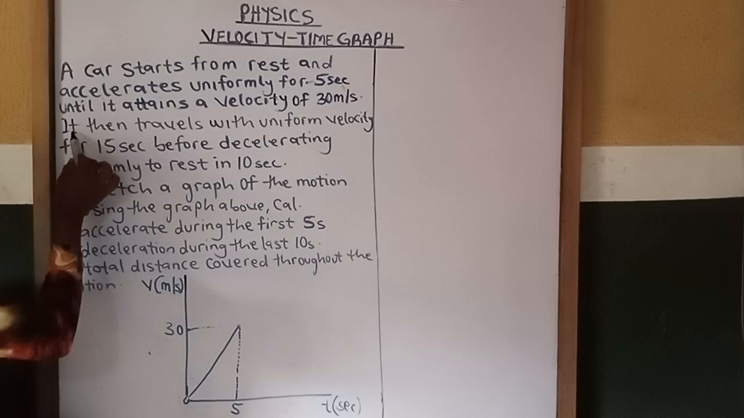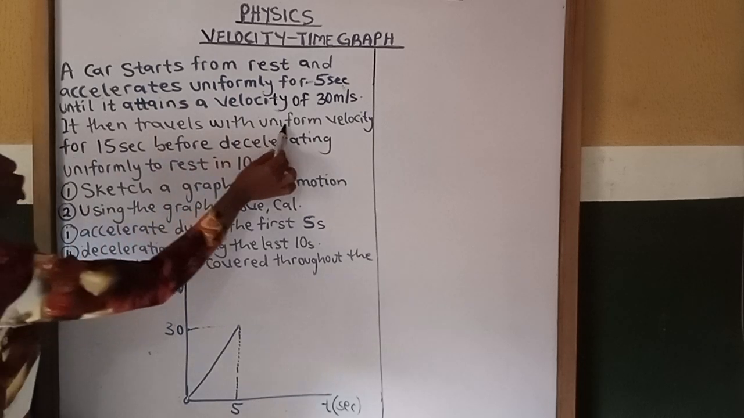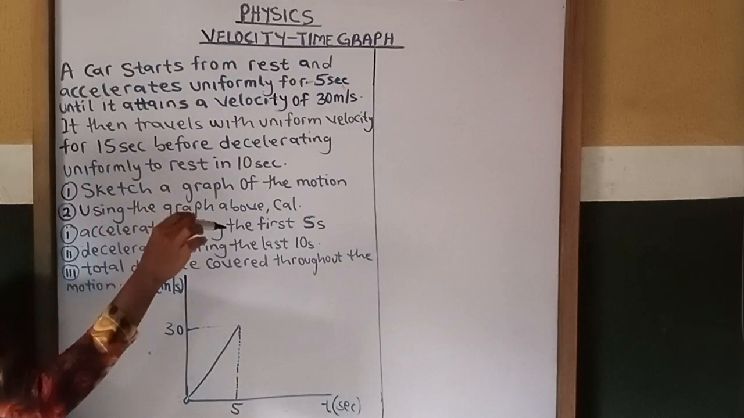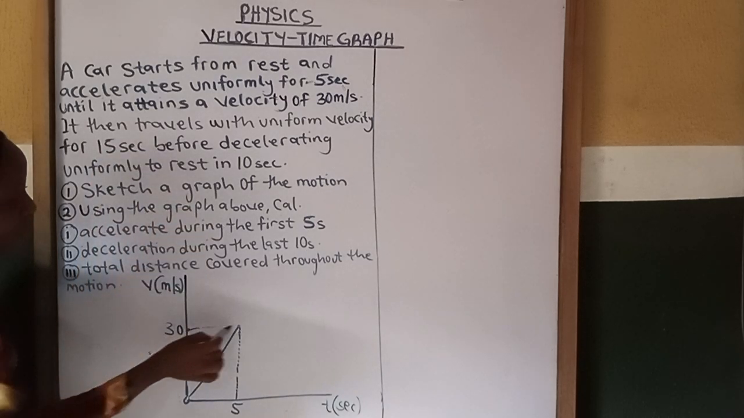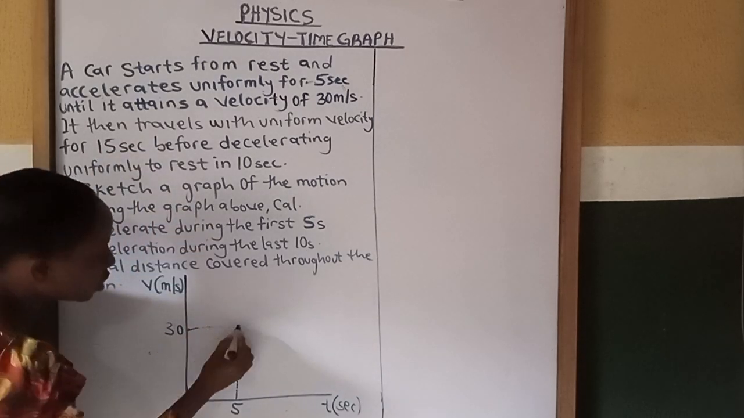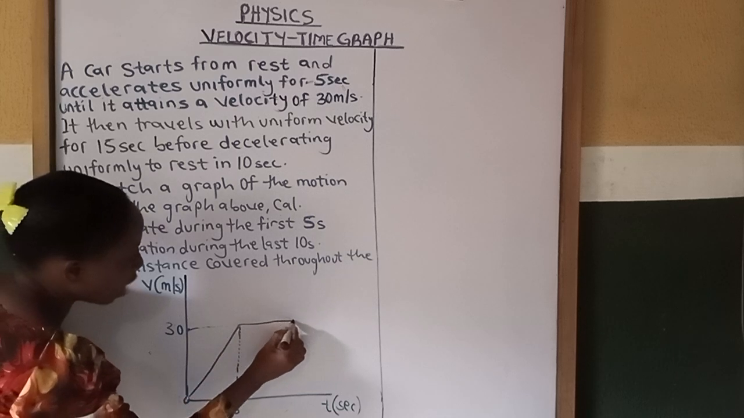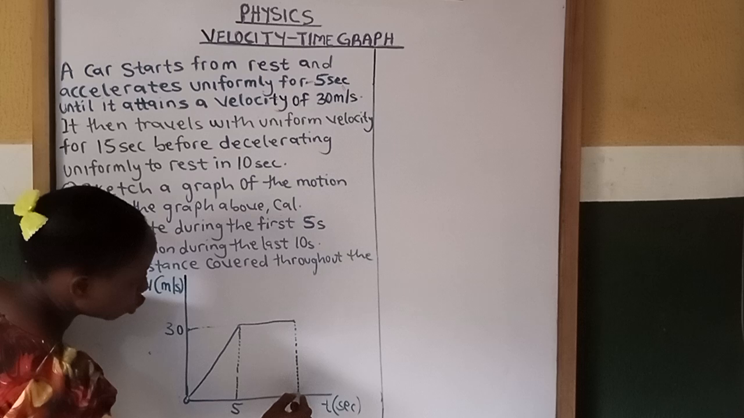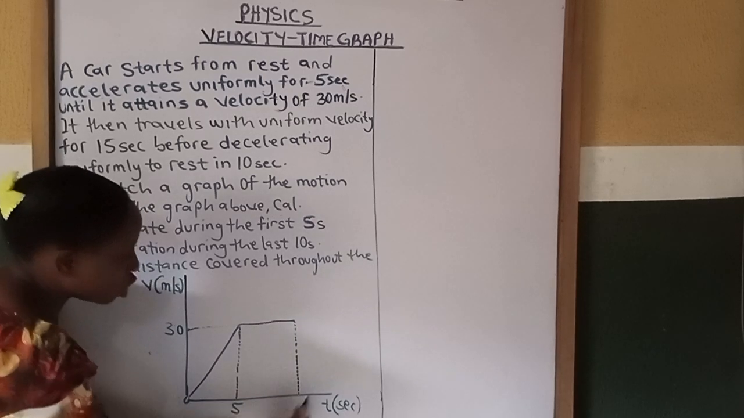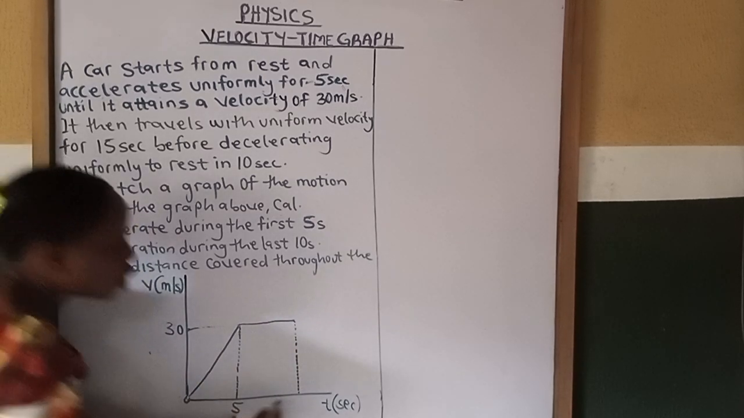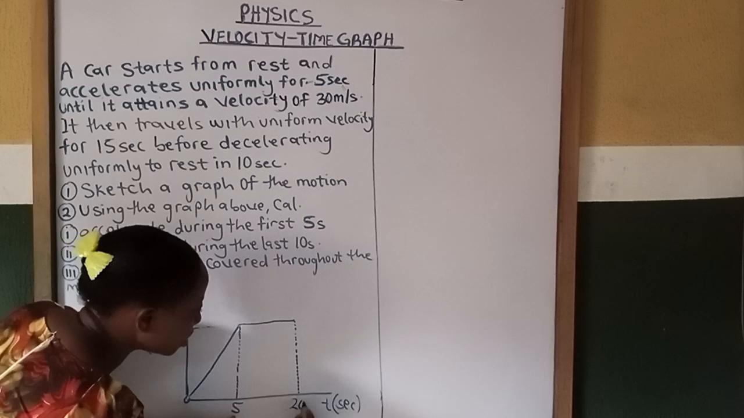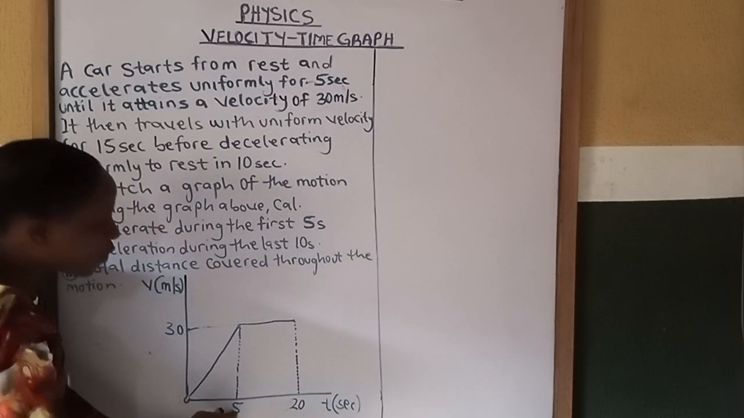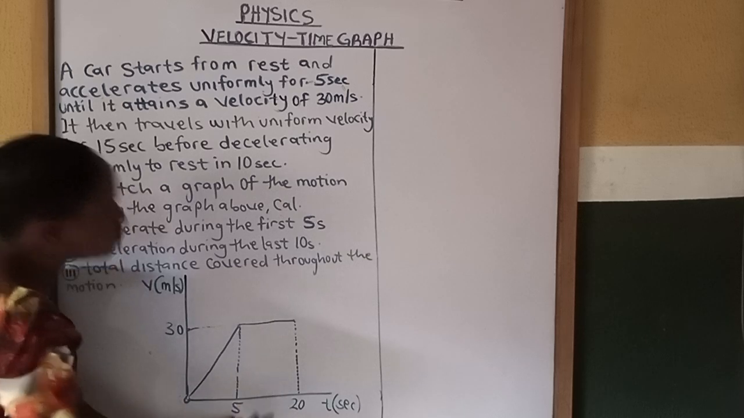So let's read further. It then travels with uniform velocity for another 15 seconds. It travels on this same velocity for another 15 seconds. So we are going to add that 15 seconds to this 5. So this place will be 20. 15 plus 5 will give us 20. So the distance between 5 and 20 is 15.